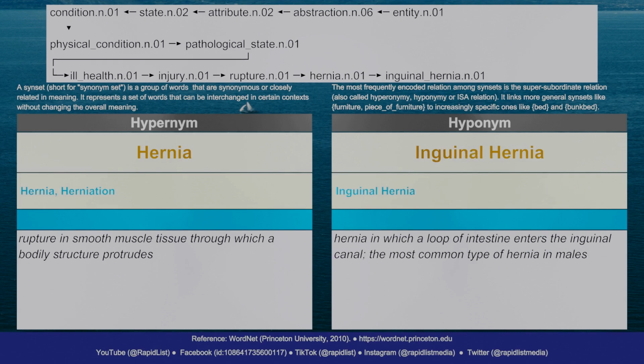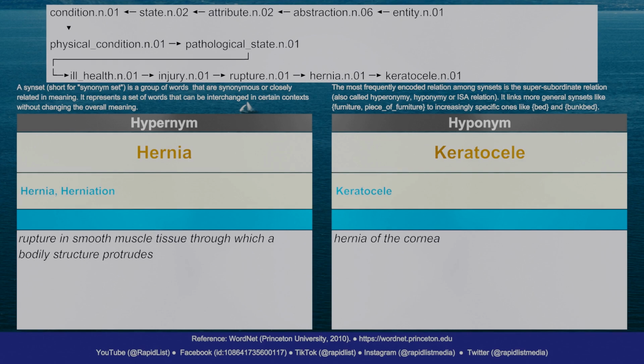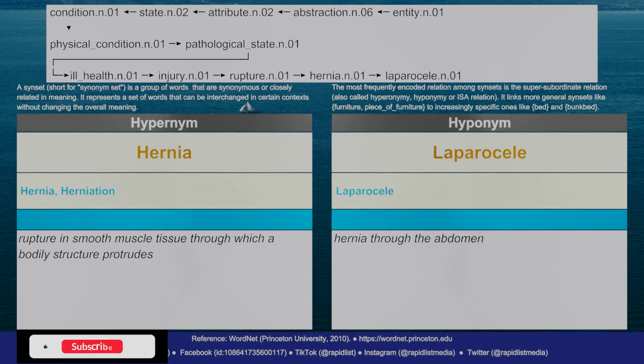Inguinal hernia. Hernia in which a loop of intestine enters the inguinal canal, the most common type of hernia in males. Keratocele. Hernia of the cornea. Laparocele. Hernia through the abdomen.